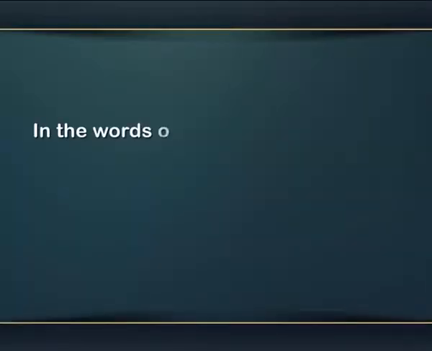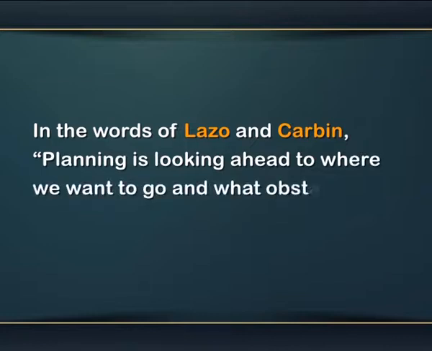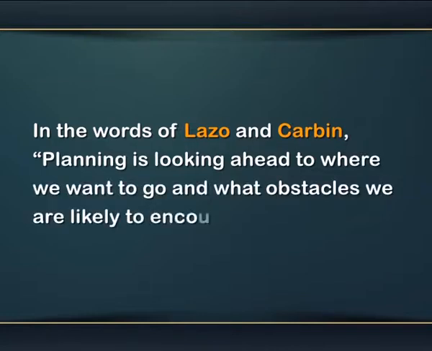Product planning and development. In the words of Lazo and Carbon, planning is looking ahead to where we want to go and what obstacles we are likely to encounter in doing it. Product planning and development is important for the long-term survival of the product and the business firm. It is necessary to plan the product features, design, color, etc. before launching it in the market.